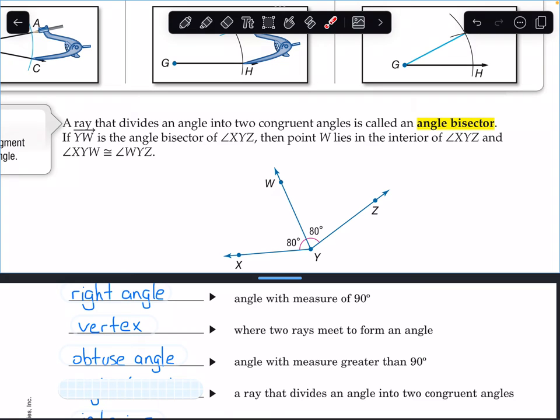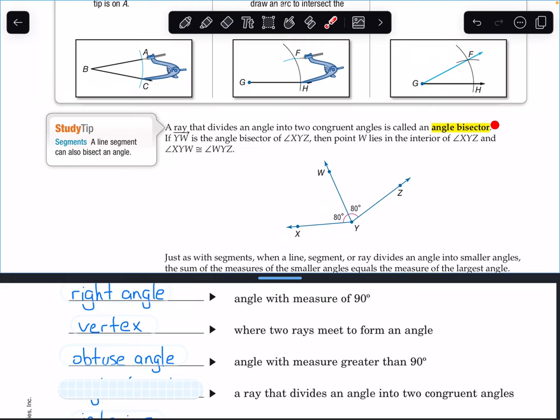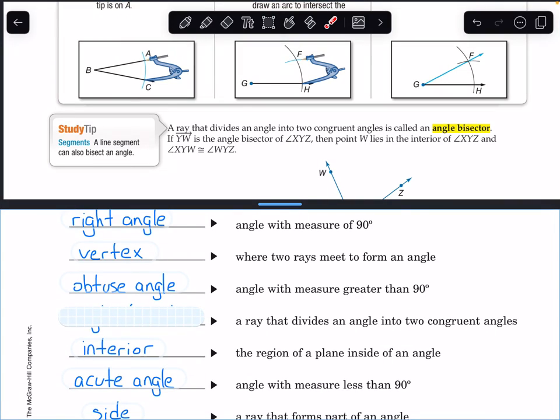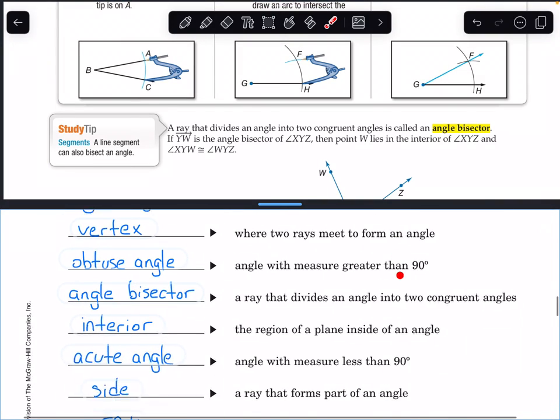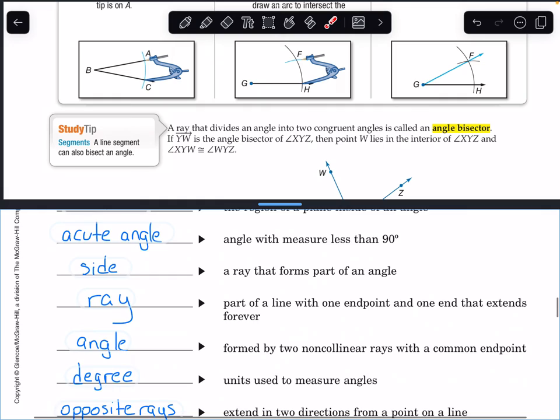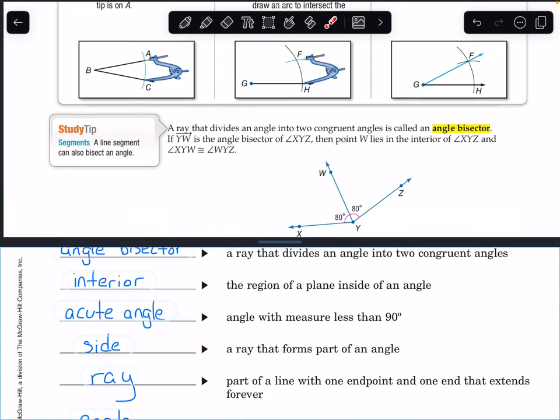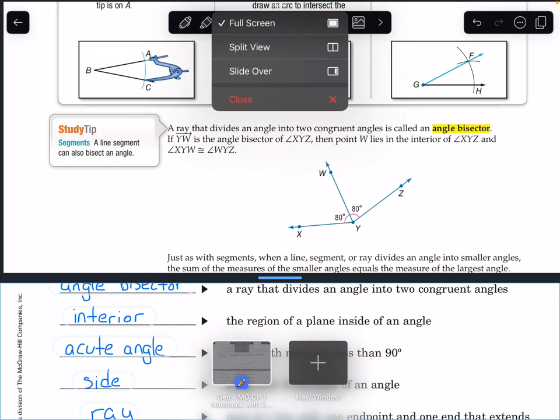And we know by definition of bisector, angle XYW is congruent to angle WYZ. These two will be identical. So let's find angle bisector on our list. Last one here, a ray that divides an angle into two congruent angles. And I believe, yes, that is all of the vocabulary. Is that the text? Nope, there's a little more to read.